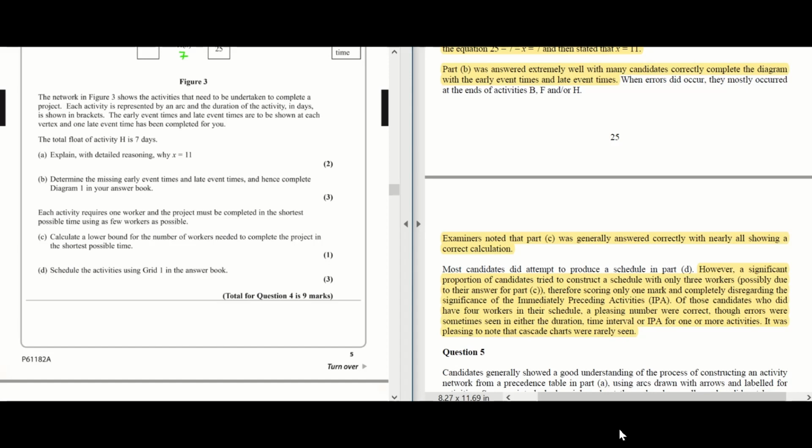However, a significant proportion of candidates tried to construct a schedule with only 3 workers, possibly due to their answer for part C, therefore scoring only 1 mark and completely disregarding the significance of the immediately preceding activities. Of those candidates who did have 4 workers in their schedule, a pleasing number were correct, though errors were sometimes seen in either the duration, time interval or IPA for one or more activities. It was pleasing to note that the cascade charts were rarely seen.